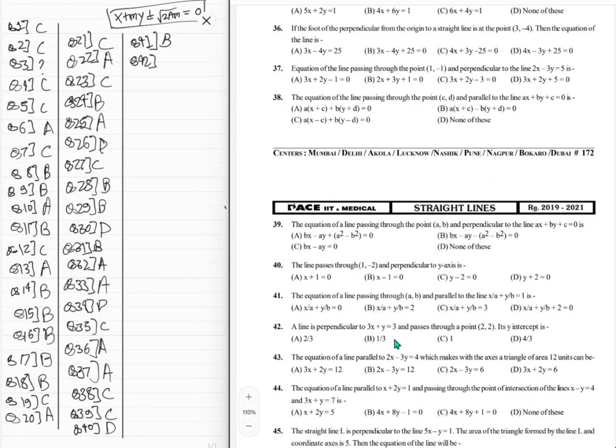A line is perpendicular to this and passes through the point. Its y-intercept... it is perpendicular to this, so it's just going to be like, and passes through some certain point. Of course, we have been doing this for ages now, right? So it's going to be like x minus 3y equal to 0.